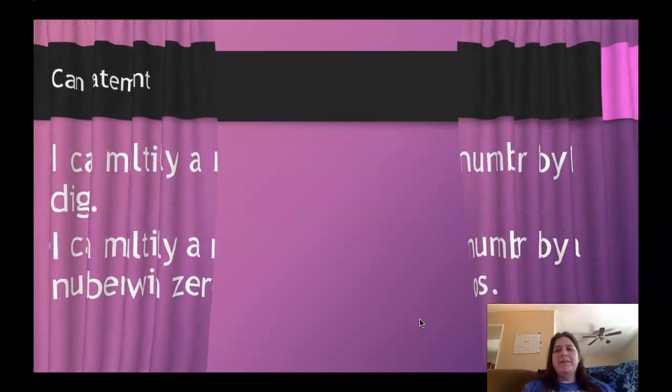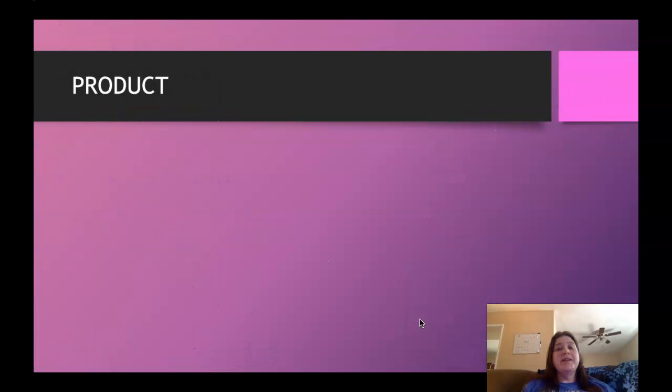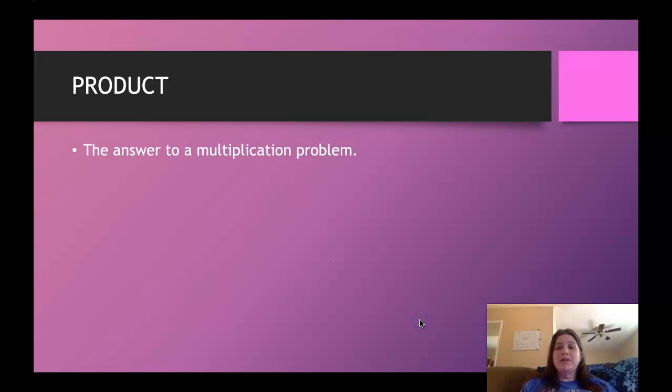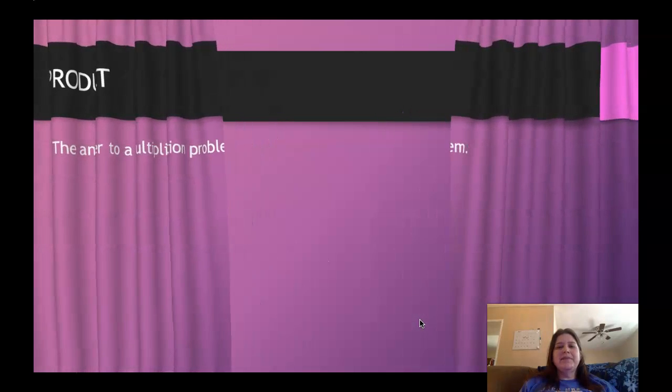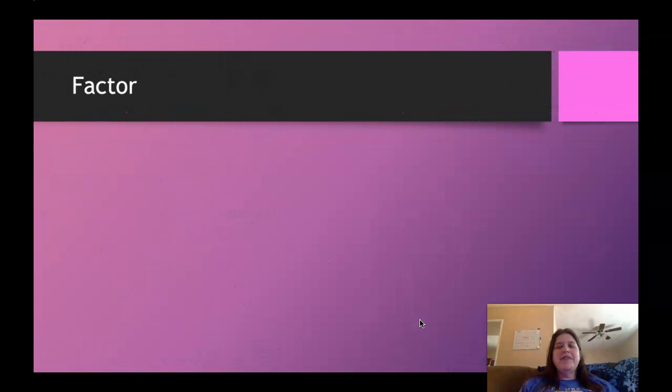We have a few vocabulary words. The first vocabulary word is product. Hopefully you remember product means the answer to a multiplication problem. And then we have the vocab word factor. And a factor are the numbers that we use to multiply.